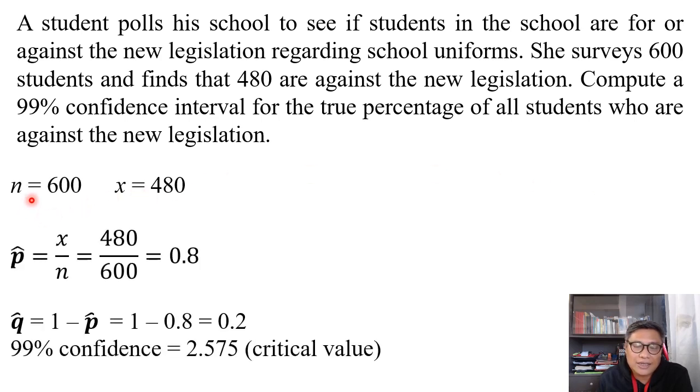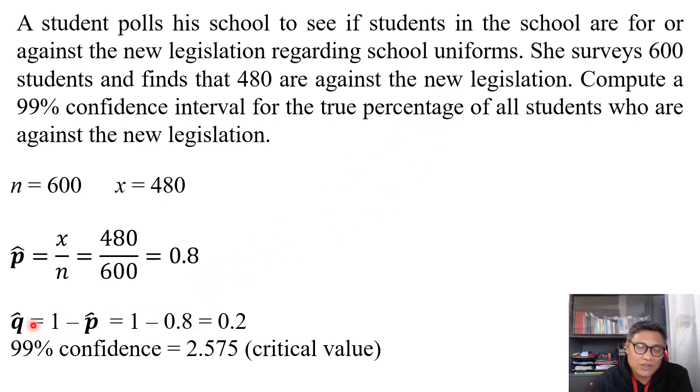So there is a sample size of 600. Your 480 is the one who said that they are against the new legislation. So converting this into a proportion, x over n, that's 480 divided by 600 is 0.8. So this is a terminating decimal. Then what will be the proportion that is pro the new legislation? So 0.8 here, class, is the proportion that they are against the new legislation.